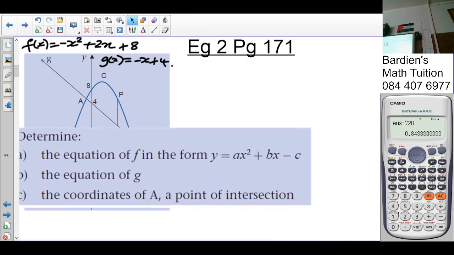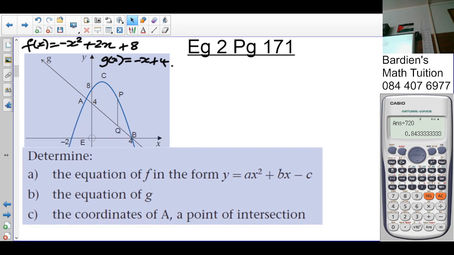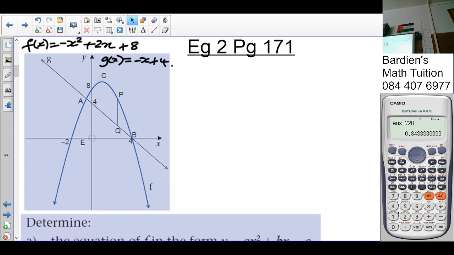So let's see what's the next question. Determine the coordinates of A, the point of intersection. People, how do we calculate A? As you now see, set the equations equal to each other. At the points of intersection, the two graphs are equal to each other. So, f of x is equal to g of x.